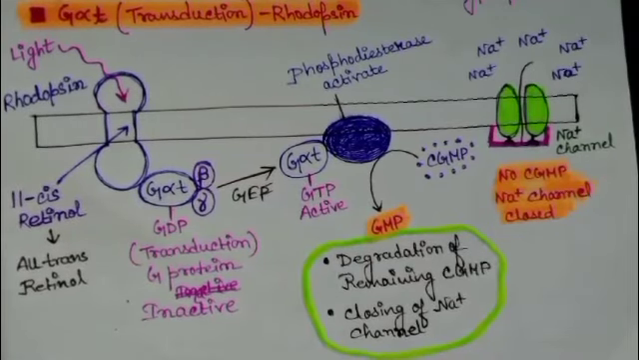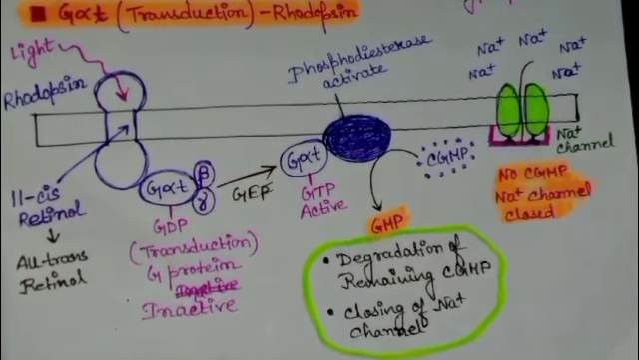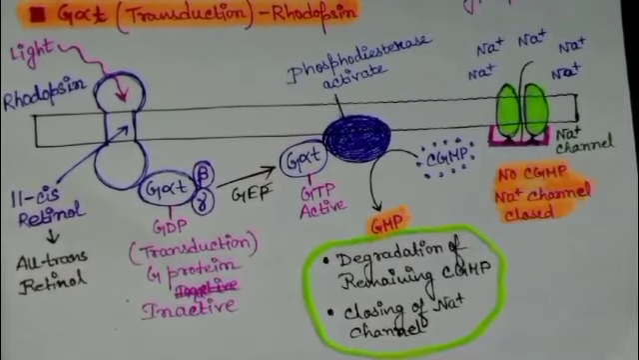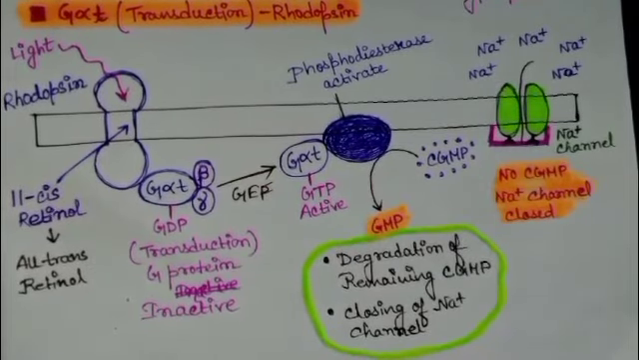So the sodium channel is also closed. In this activation of GTP-attached G alpha T, T is the transducin protein, which is a type of heterotrimeric G protein, and it is an alpha subunit which is bound to the rhodopsin and triggers the response of rod cells in the retina. Thus the mechanism occurs.